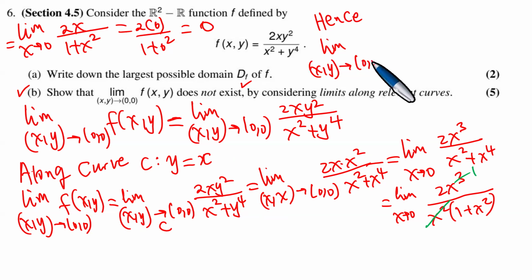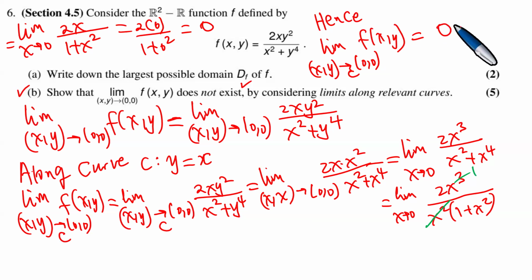As (x, y) approaches (0, 0) along the curve C, we can even put C here, along C of f(x, y), we've seen that this limit is equal to 0. So we're going to do another one along curve D. We normally use C and D, just two curves that are enough to prove this. The next one you're going to guess is another relevant curve.